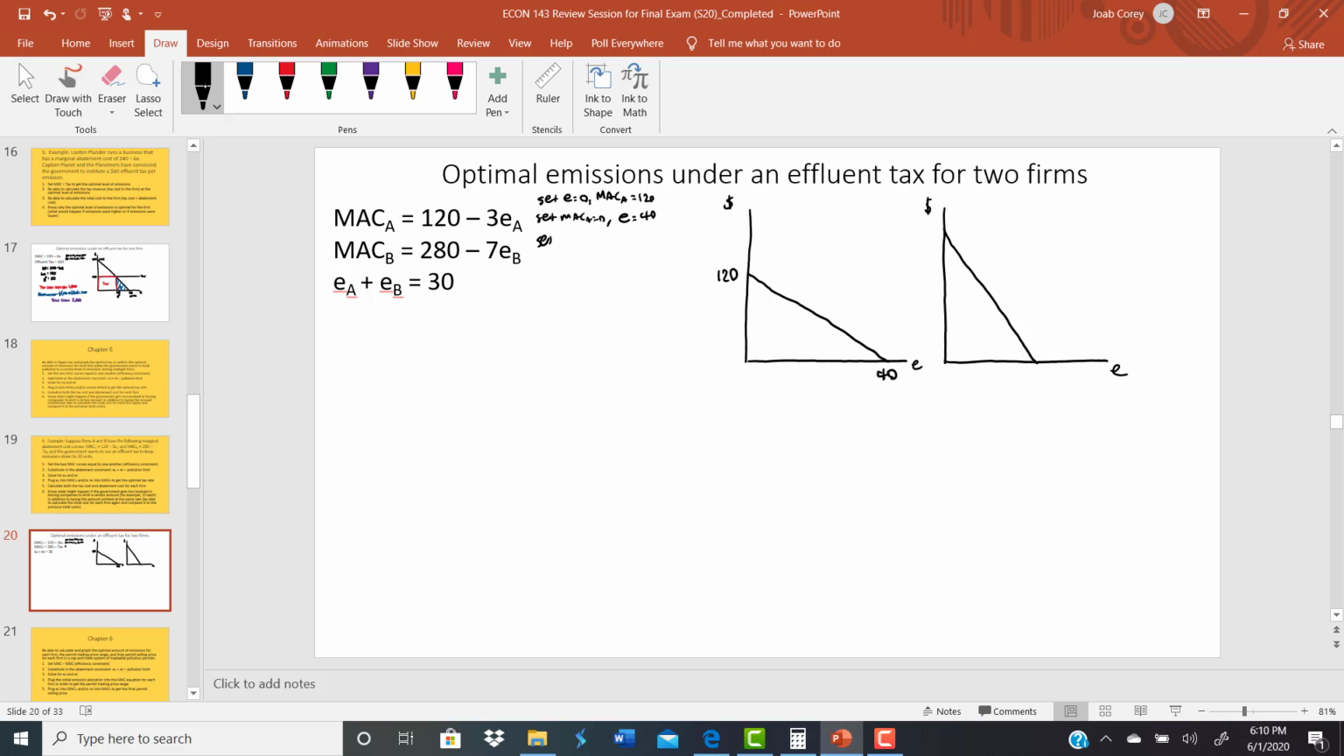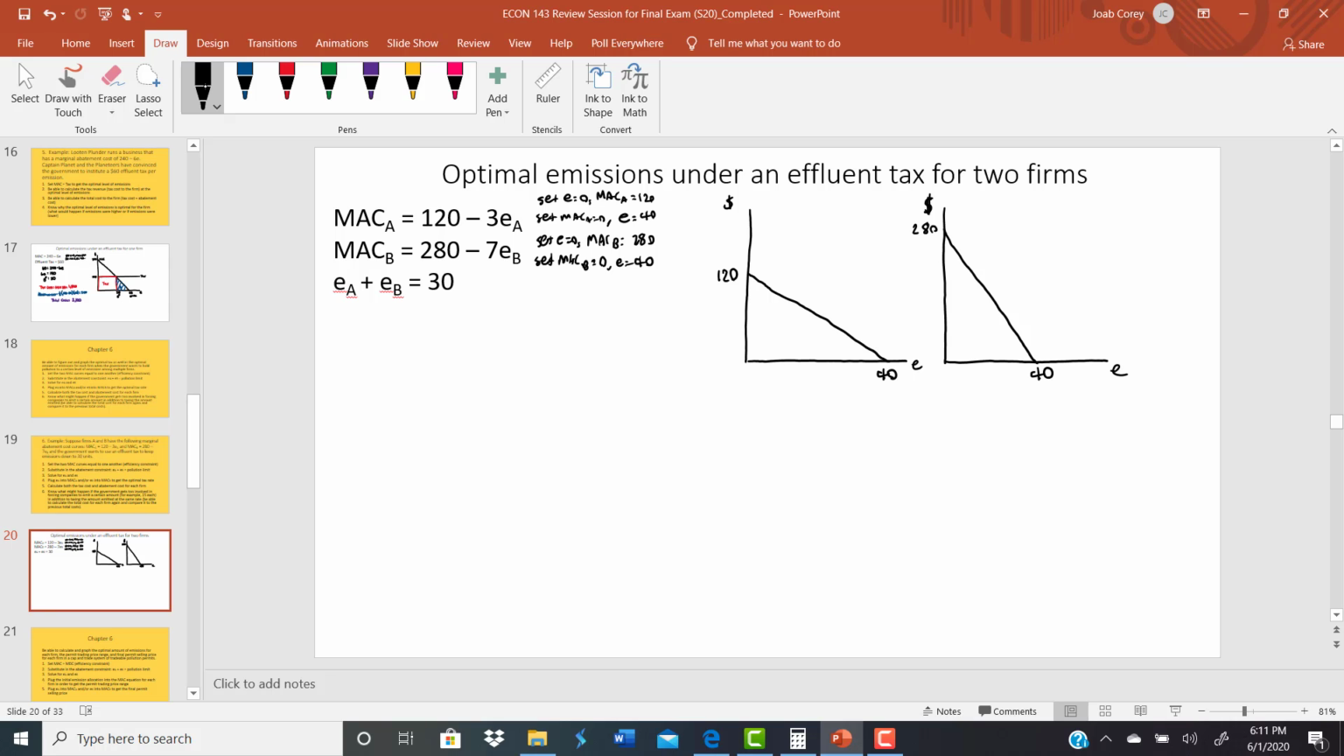So if we set E equal to 0, MAC sub B is equal to 280. And then if we set MAC sub B equal to 0, then we know that E is also equal to 40 here. So their maximum number of emissions happen to be the same. They don't always have to be, but in this case they are. All right, so we got 280 up there.